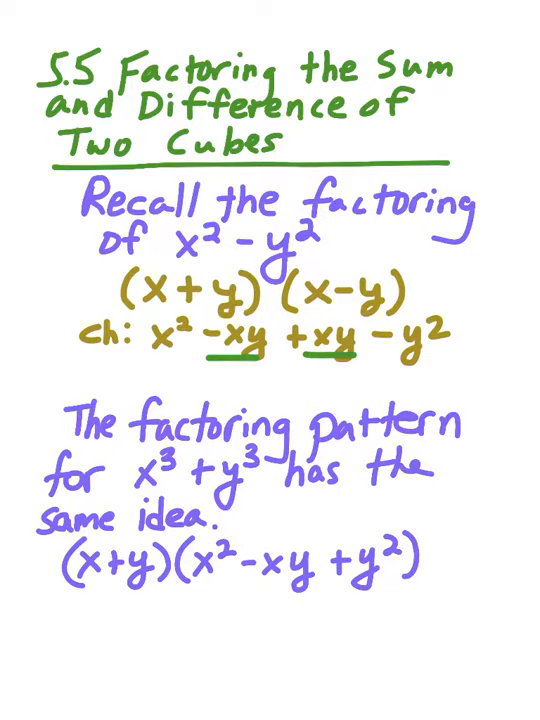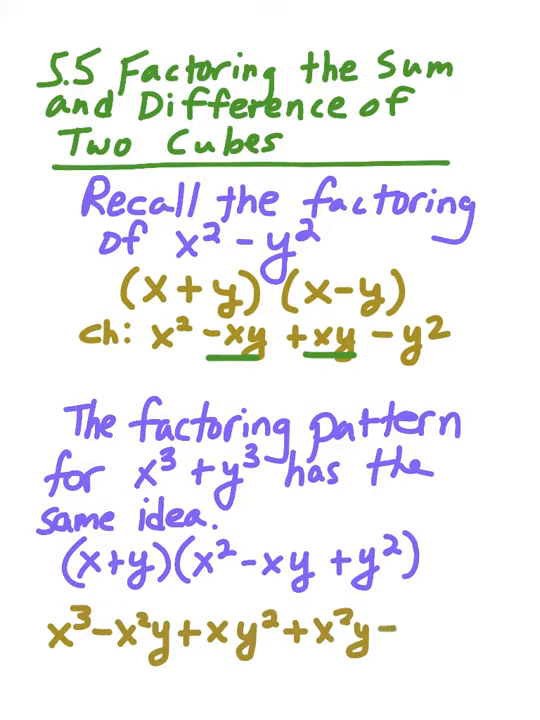So if I was to show how these two factors do end up resulting in x cubed plus y cubed, I would see that this is, if I use the claw method where I multiply the x by each term over here and then the y by each term, I would get x cubed minus x squared y plus xy squared, and then starting with the y, plus x squared y minus xy squared, and then plus y cubed.